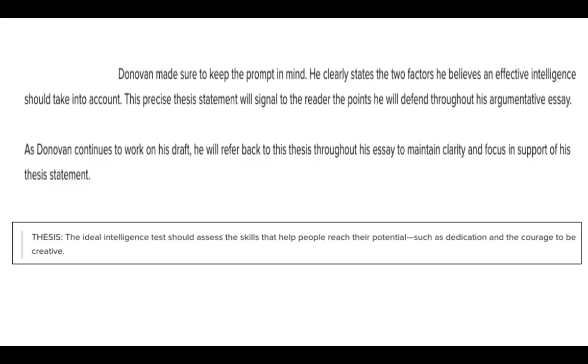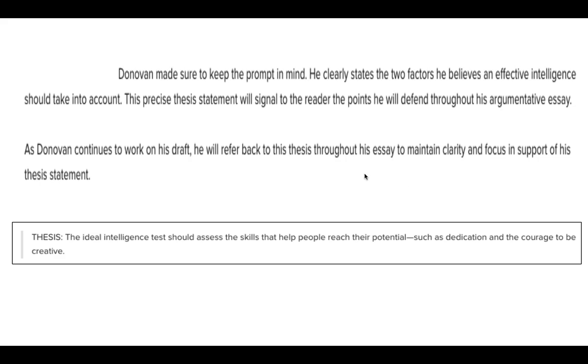So to finish up the example, Donovan made sure to keep the prompt in mind. He clearly states the two factors he believes an effective intelligence test should take into account. This precise thesis statement will signal to the reader the points he will defend throughout his argumentative essay. As Donovan continues to work on his draft, he will refer back to this thesis statement in his essay to maintain clarity and focus in support of his statement.